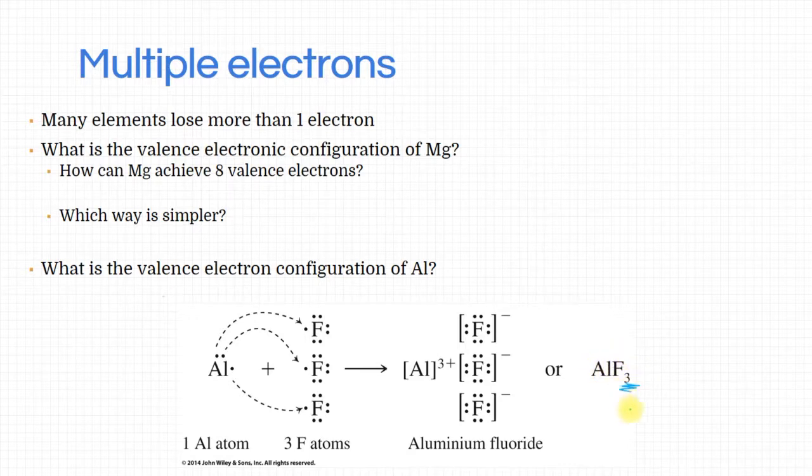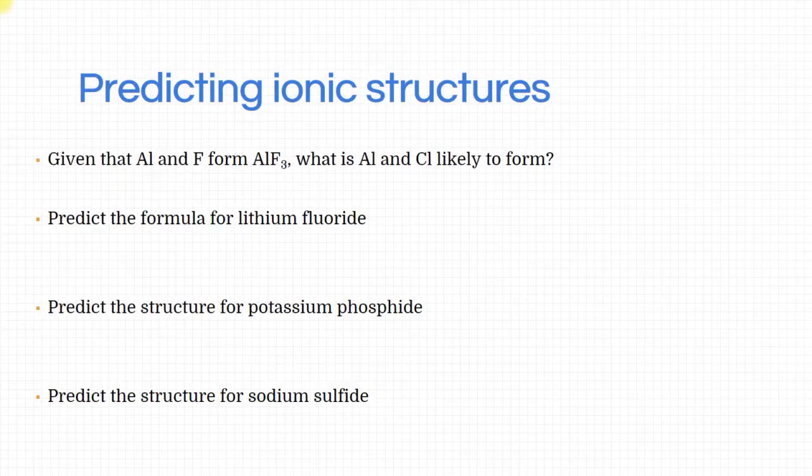And so this 3 communicates that there's 3 separate fluorines involved here. Here they are. Oh, that's supposed to be an arrow. 3 separate fluorines go into that. Okay, so all that information is communicated in different ways, but it all means the same thing.